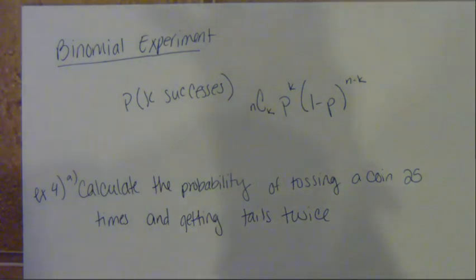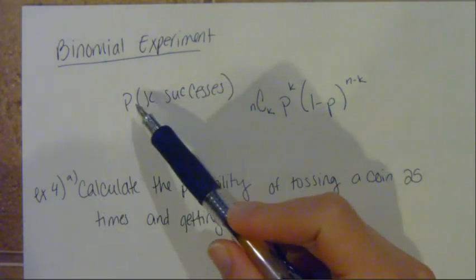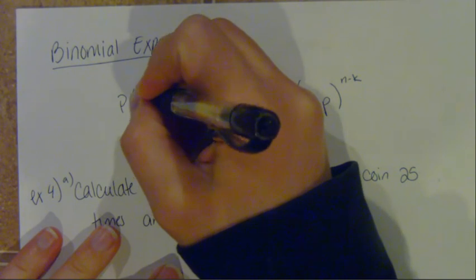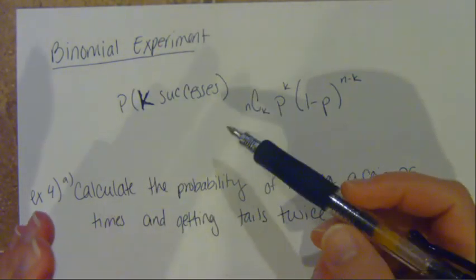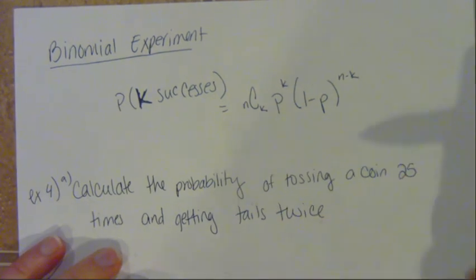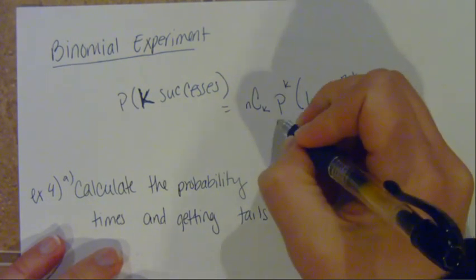So as we look at this binomial experiment, the probability of k successes, it's a really terrible k. The probability of getting some sort of success comes from this formula right here. So don't freak out about this. This is the probability that it's going to happen.